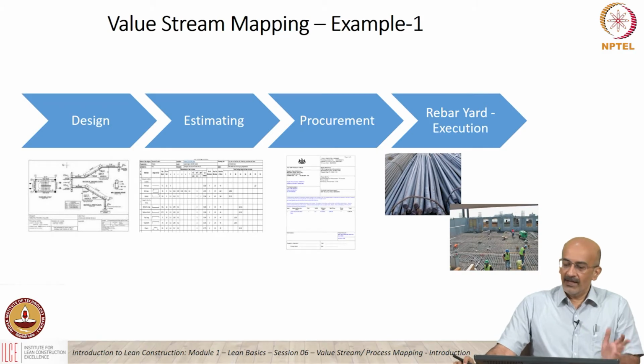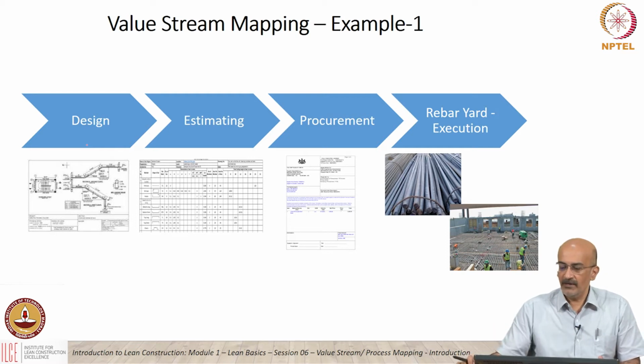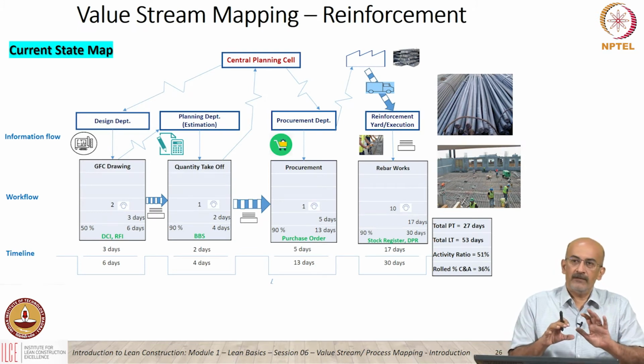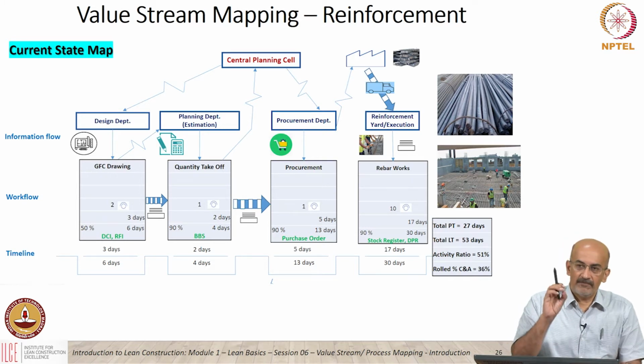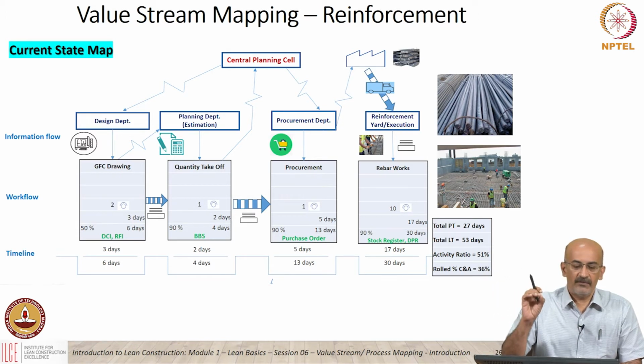Now we go into an example. We are taking an example of a process that involves design, estimating, and procurement for reinforcement. This is given as an example to show a potential process and value stream in a construction example. Some of the specific numbers might not be relevant, it's not a standardized number. It's a number which a group did a study and came up with.